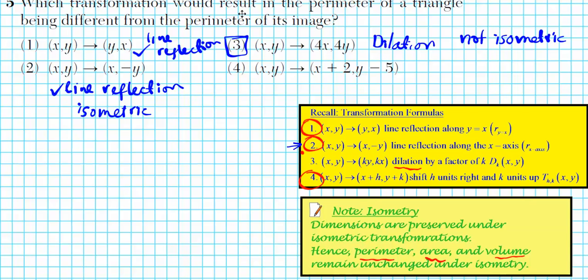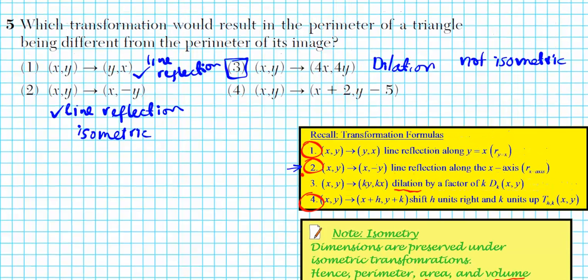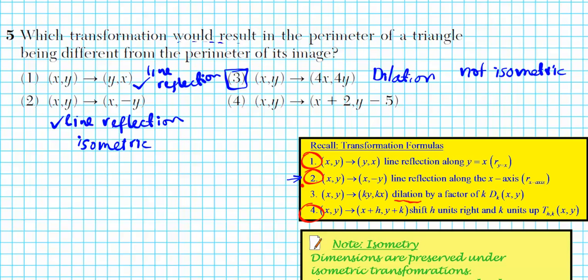This is the one that would result, remember the question asked for which transformation would result in the perimeter being different. So there's a change in perimeter, okay? So the answer is option number 3. Let's just take a look at 4. Four is a shift or translation. Okay, when you just translate an object or just move it across a coordinate system, you do not change the dimensions. Okay, this is also an isometry. So this one doesn't change the perimeter or the area of the triangle. Okay, so the answer is clearly option number 3.